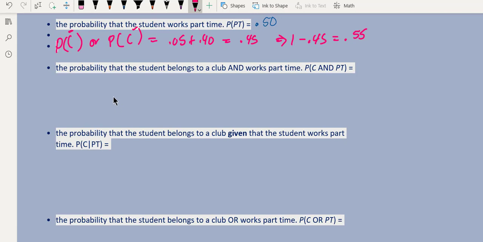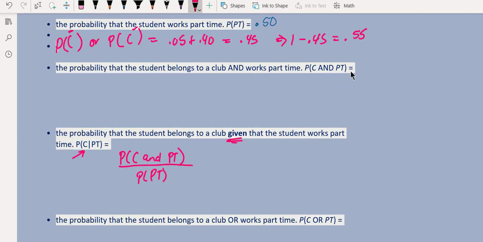Now we're going to skip on down to this example here. The probability that a student belongs to a club given, highlighted the word given, that the student works part-time, we can say will look like the probability of C divided by the probability of part-time, P of T. So the best way to find this will be the probability of C and part-time divided by the probability of part-time.